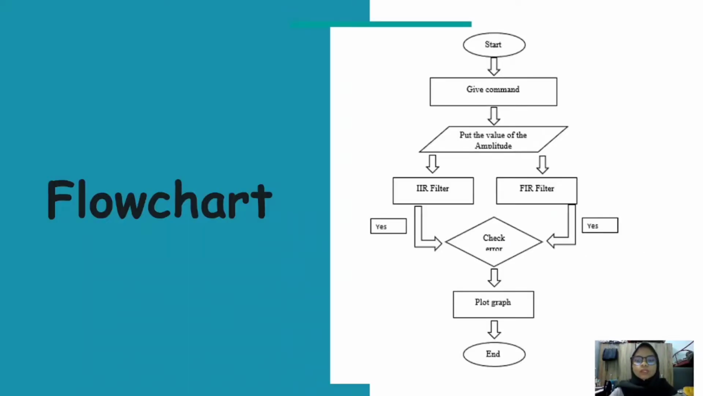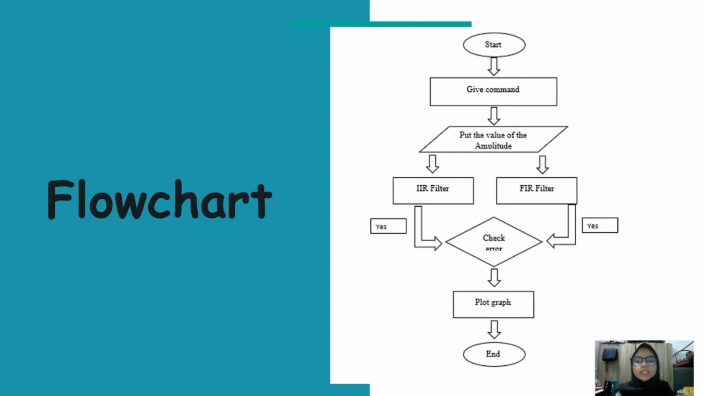So this is our flowchart. Firstly, we open MATLAB and then we give the command. After that, we need to put in the value of the amplitude. Here we have two processes, which are the FIR filter and the IIR filter. After we put in the value of the amplitude, we need to check whether there is an error or not.